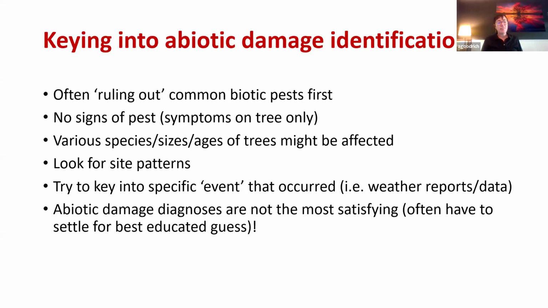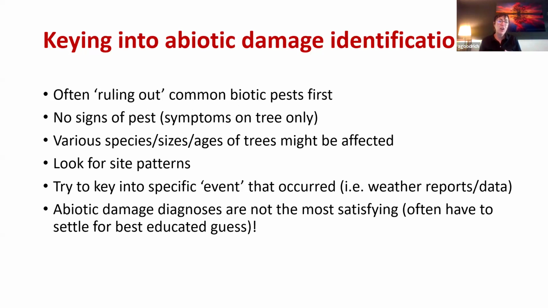So when we're keying into these abiotic damage agents, I have a list here of what we're trying to sort through when we're trying to figure out what might have caused something. Often we're ruling out common biotic pests first. Often we get calls that trees have a bunch of damage, or they're seeing mortality. We'll go ahead and look for those bark beetles, those pathogens, those things first.